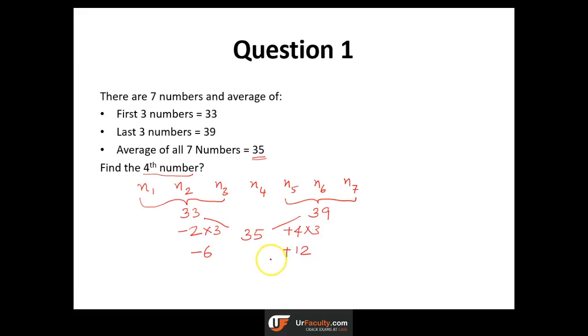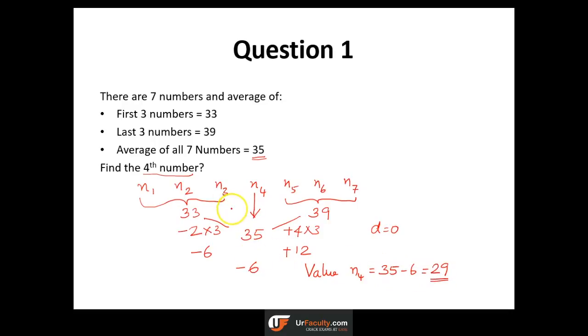The answer is right in front of your eyes. How much are we away? If you look at it, we know that the deviation value should be equal to 0. And how much are we away here? We are away by minus 6. So what does this mean? The central number, the n4, is away from 35 by 6. And so the value of n4 is equal to 35 minus 6, which is equal to 29.